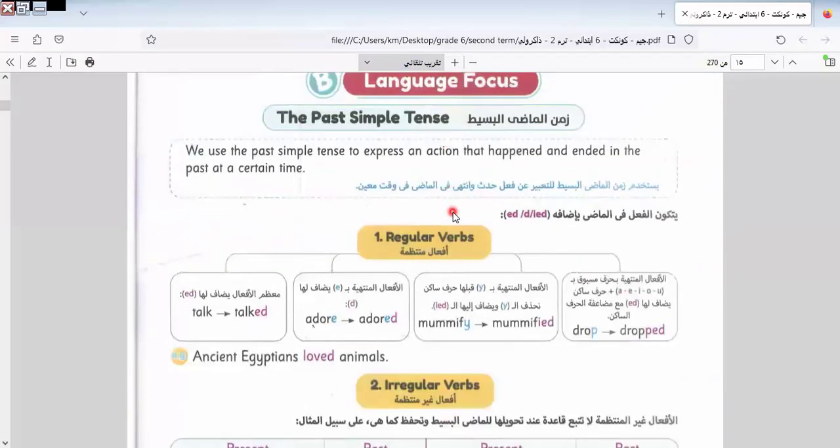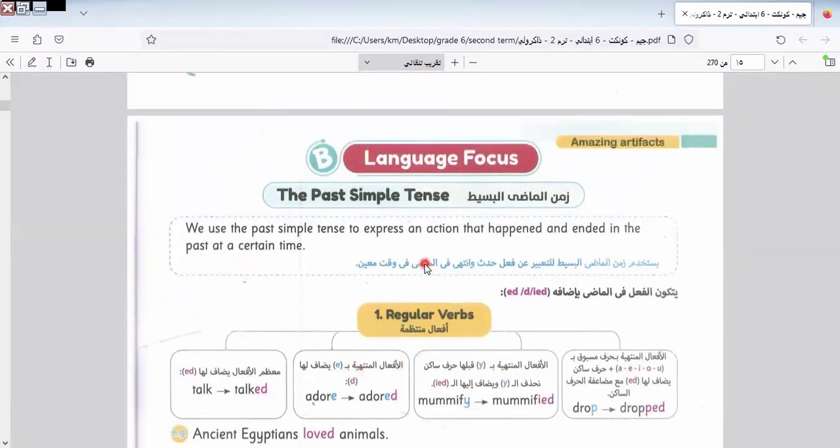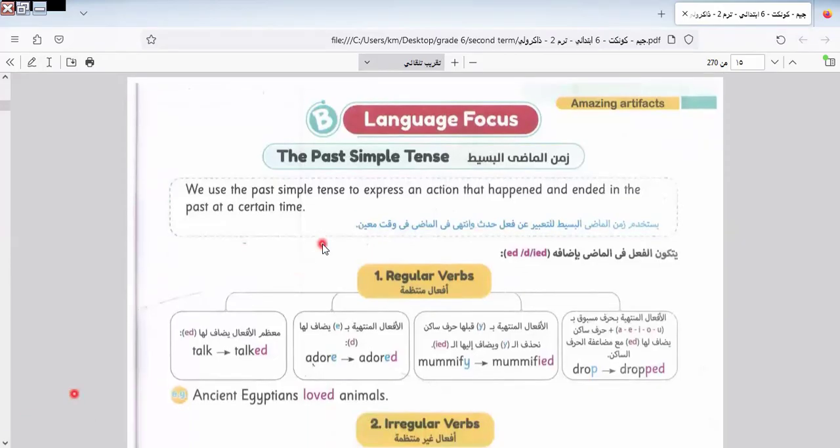Okay, let's go to the language focus, the grammar lesson today. I think I have talked about this tense several times, and I have videos on my channel about this lesson. If you return to them, you can revise and remember what I told you before. In this lesson, I'll talk about the past simple tense. I think all of us know it, and we took it in grade 3, grade 4, and grade 5. This is not strange for us. It's familiar. All of us know the past simple tense.